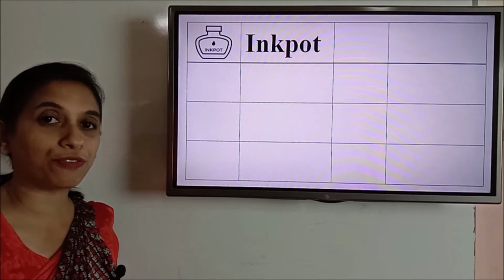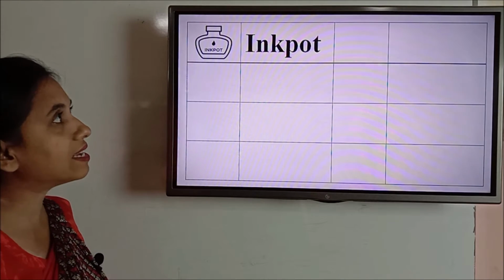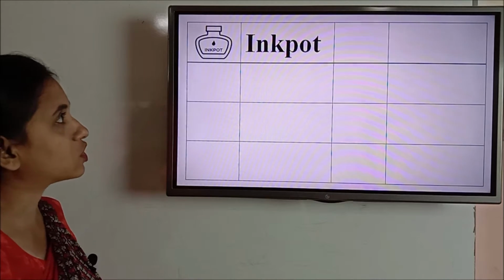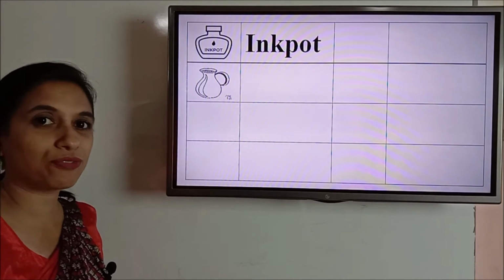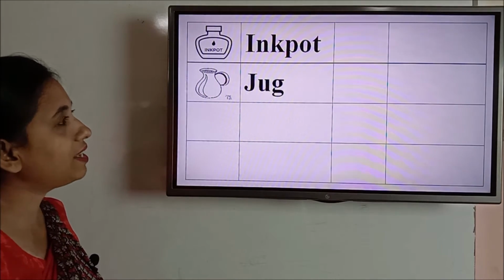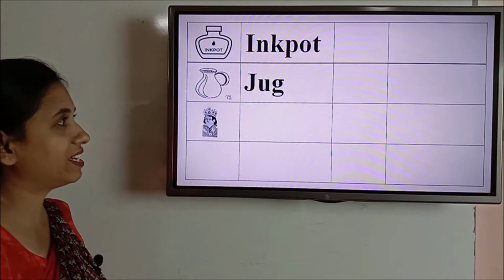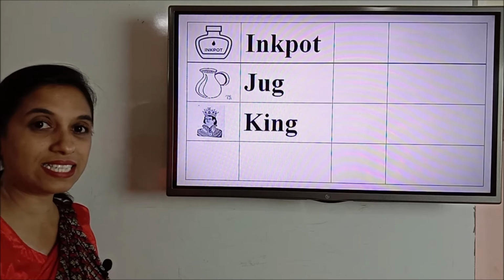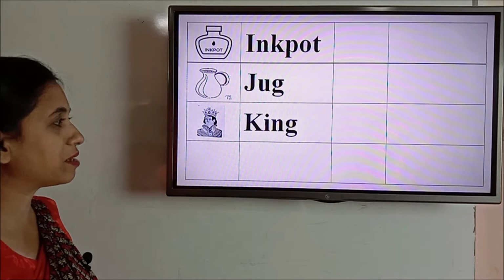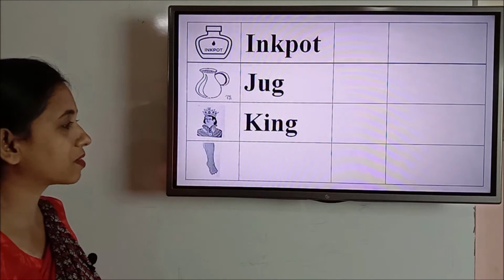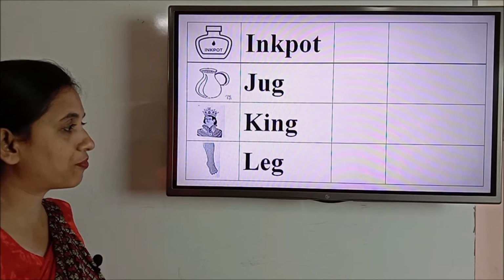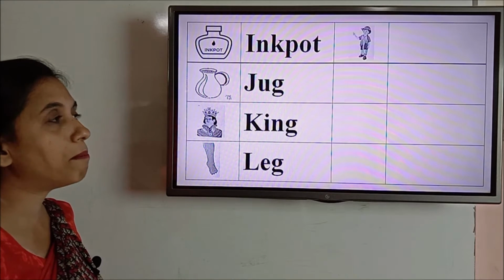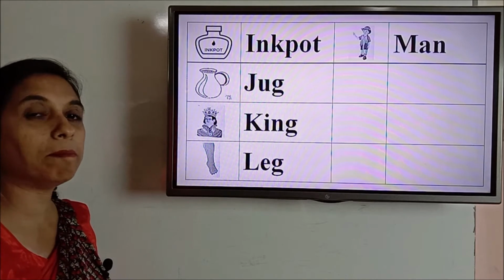You see, I for ink pot. I-N-K, ink. P-O-T, pot. Next one, J. J for jug. J-U-G, jug. K for king. K-I-N-G, king. King mane raja. Okay. L. L for leg. Leg mane pa. Man. M-A-N, man.